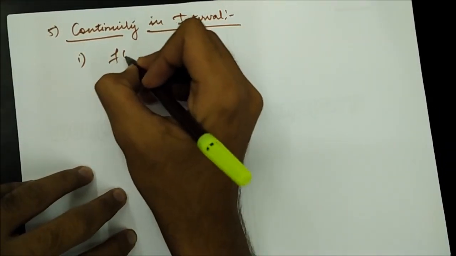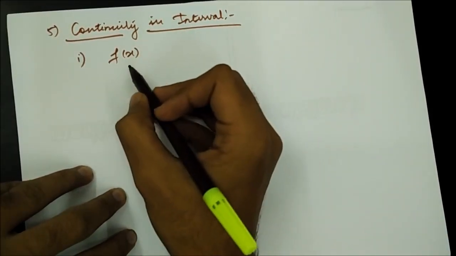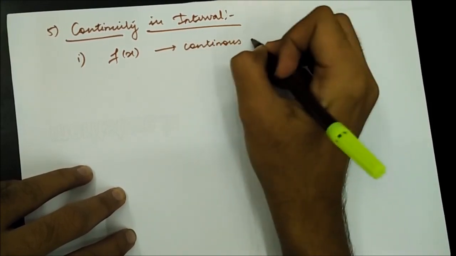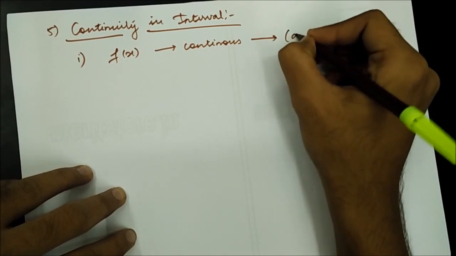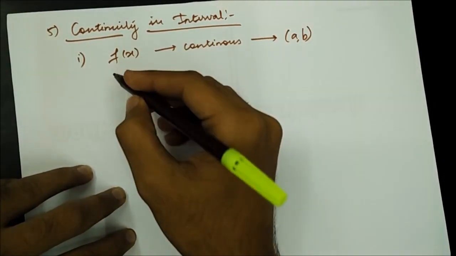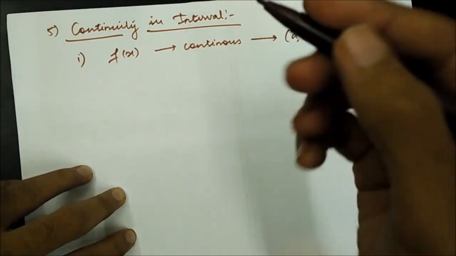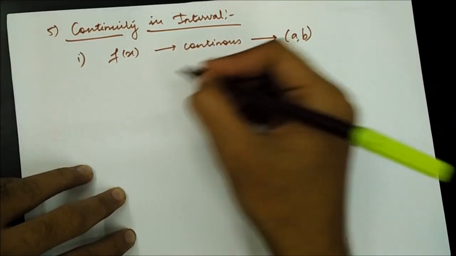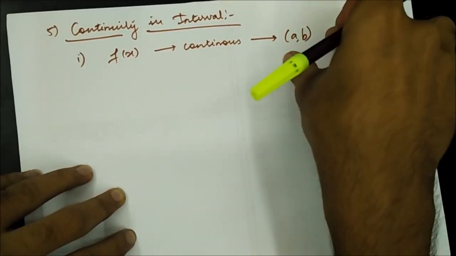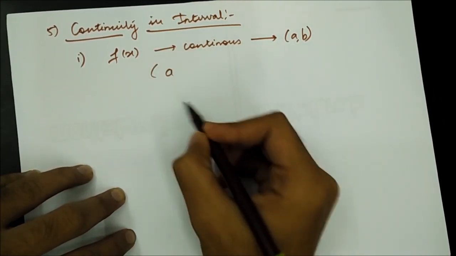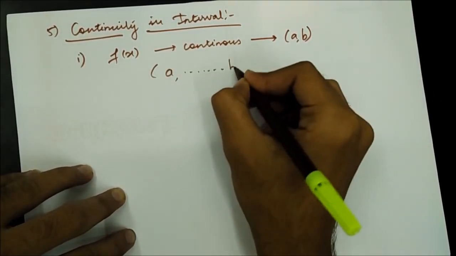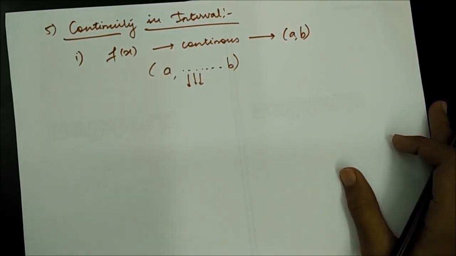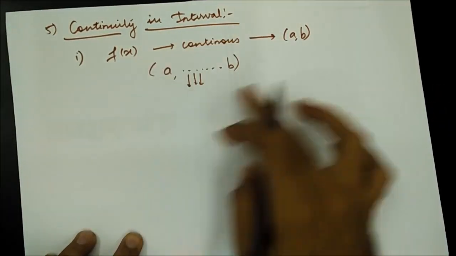So we'll assume a function f(x). The function f(x) is said to be continuous in a particular open interval (a, b) if the whole function is continuous in the limits of (a, b), that is, at all the points in (a, b). So it should be continuous at each and every point in the interval (a, b). This is the interval (a, b), so it must be continuous on every single point. Then only f(x) is said to be continuous in the particular interval (a, b).